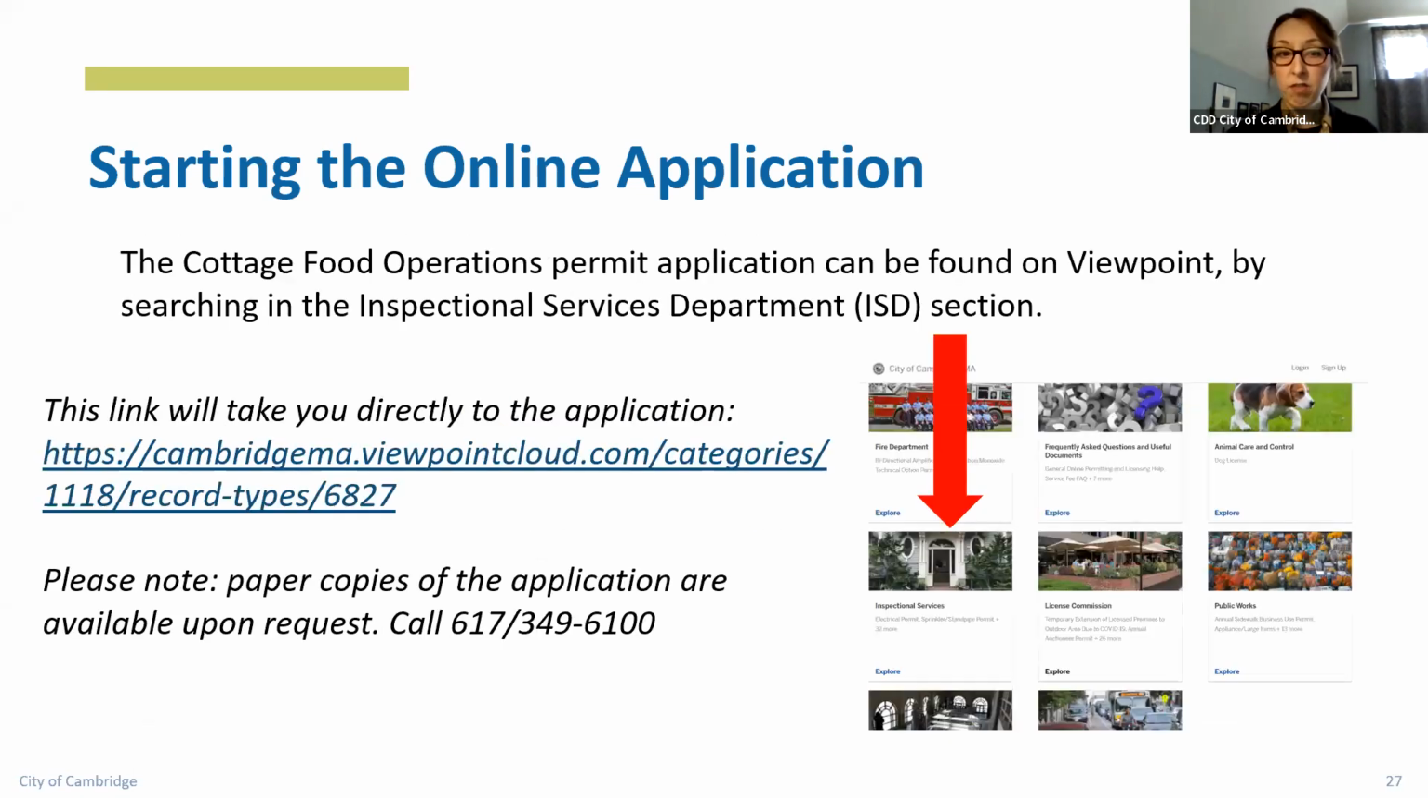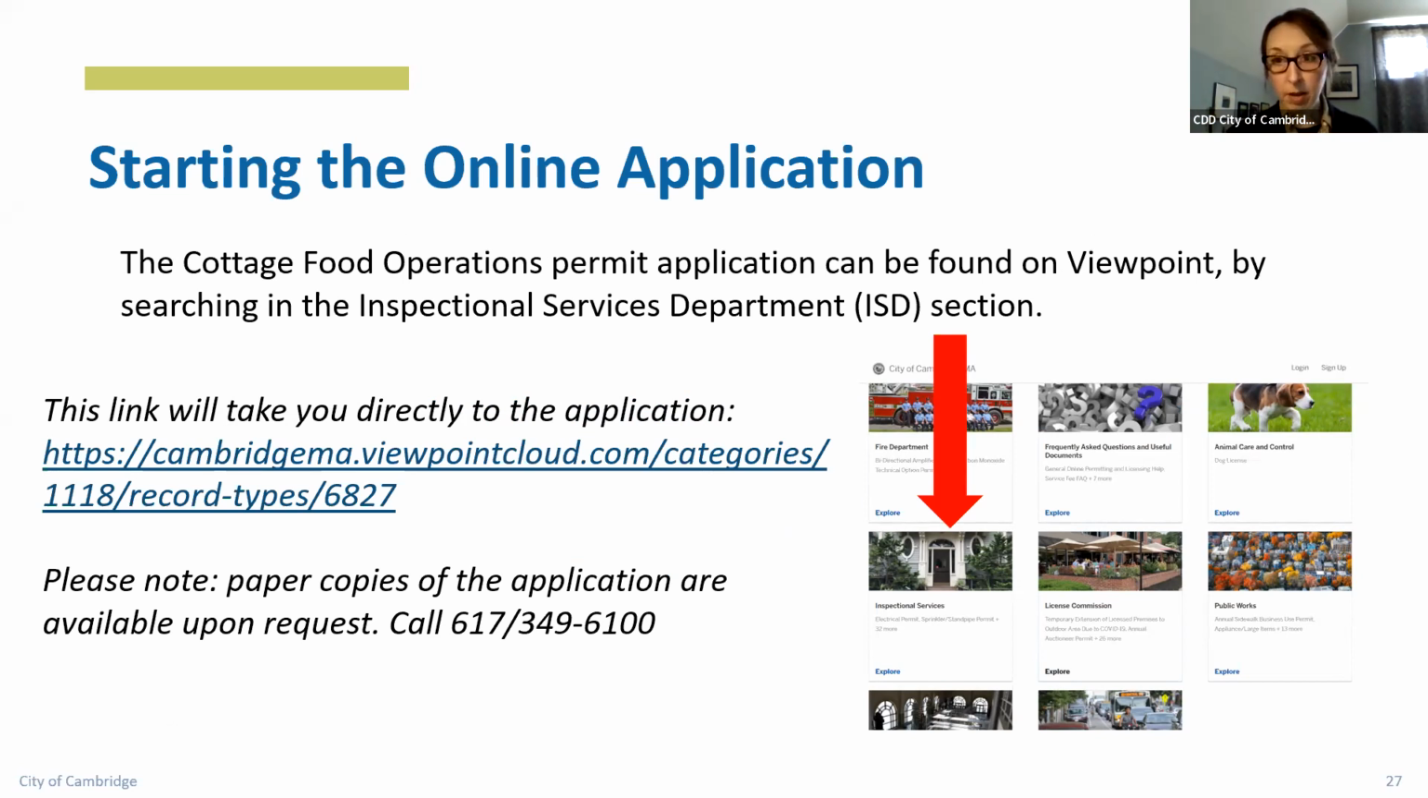When you get to that site on Viewpoint, here's a little look of how the landing page seems and is in the layout. We've included a direct link here so that if you just want to simply type it in, you can go right to the section that is going to allow you to apply for the cottage food operations permit. But for folks who want to go through step-by-step, visually the manual way, we've included a little section here that shows what the inspectional services icon looks like, so you can quickly see it on the page.